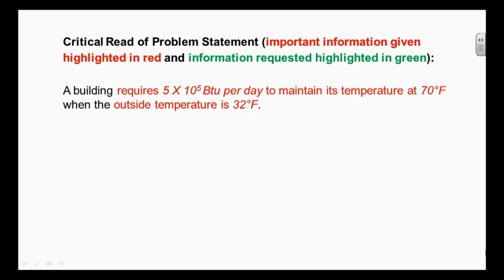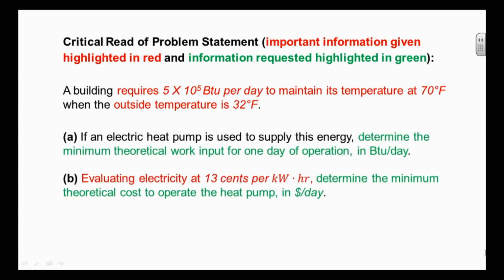The next thing to do is to summarize what we have to find. Part A, if an electric heat pump is used to supply this energy, determine the minimum theoretical work input for 1 day of operation in BTU per day. And in Part B, evaluating the electricity at 13 cents per kilowatt hour, determine the minimum theoretical cost to operate the heat pump in dollars per day.